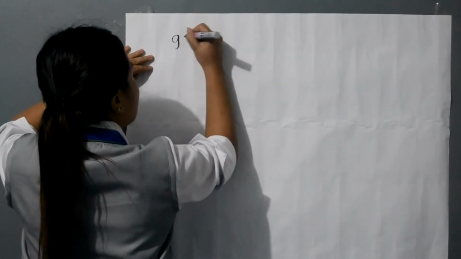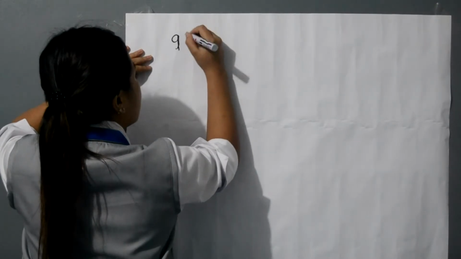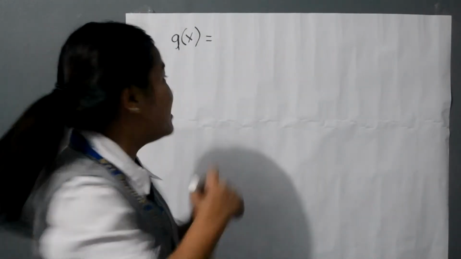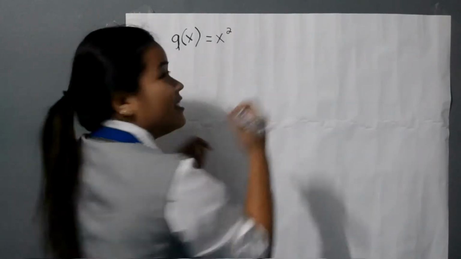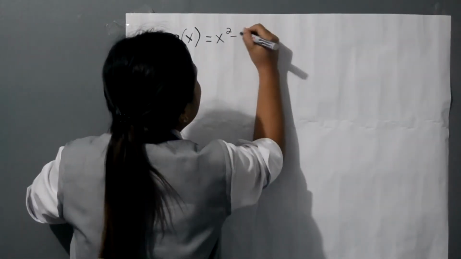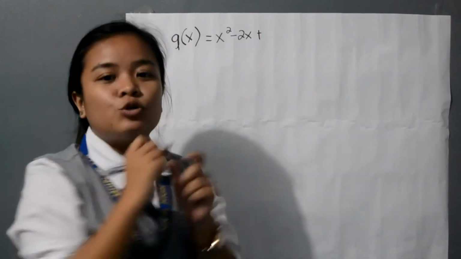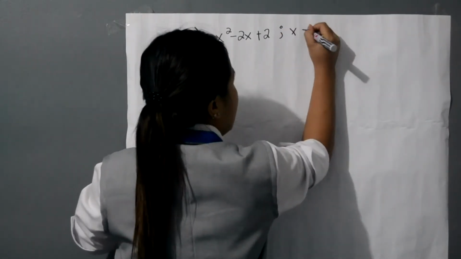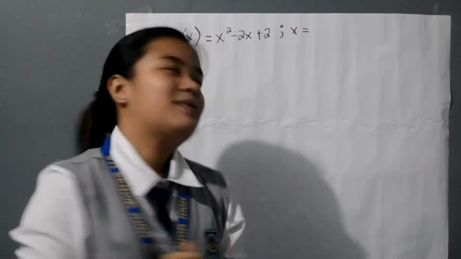So, mayroon tayong last example. Q of x. Q na naman yung ginamit natin. So, pwede tayong gumamit ng iba't ibang letters, hindi lang f kung sawa na kayo sa f. So, Q of x equals x squared minus 2x plus 2, where x is equal to 2x plus 3.